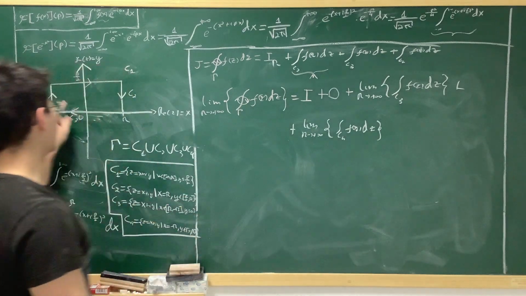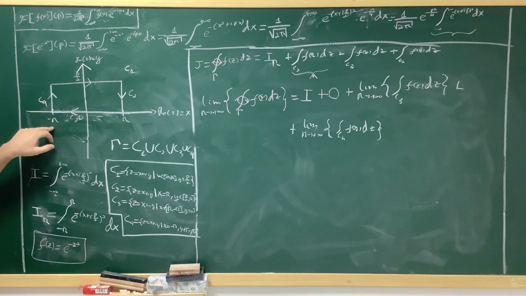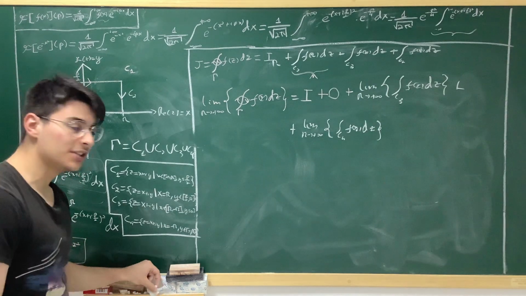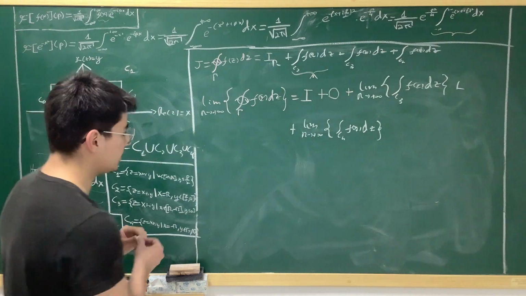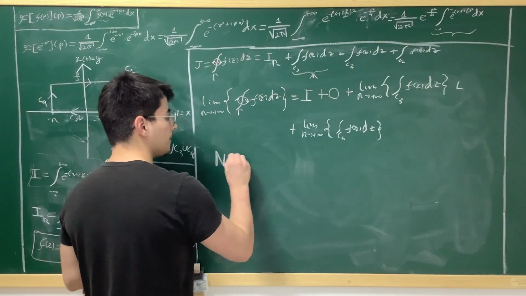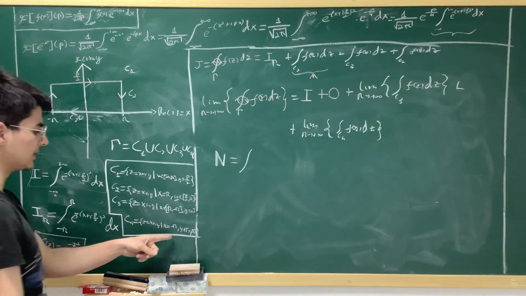This curve is actually exactly equal to this curve, but on the other side, with negative r. And following the same reasoning, we can actually say that it is 0. I'm going to do it real quick. Instead, we are going to call this N. It's just the integral over C4. Well, C4 is just this.